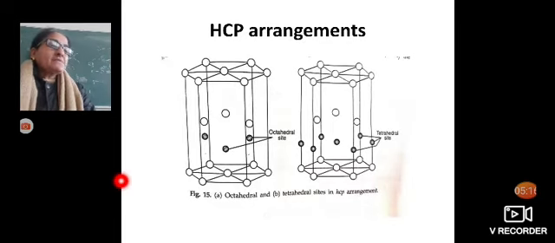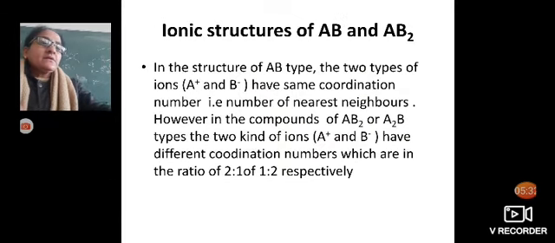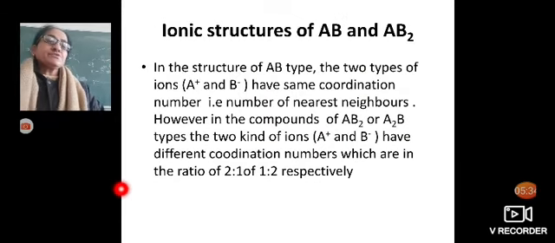This is the hexagonal close packed arrangement. In the first, there are octahedral sites in hexagonal close packed arrangement, and in the second, there are tetrahedral sites in hexagonal close packed arrangement. Then comes the ionic structures of AB and AB2.